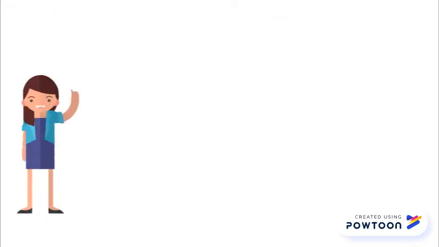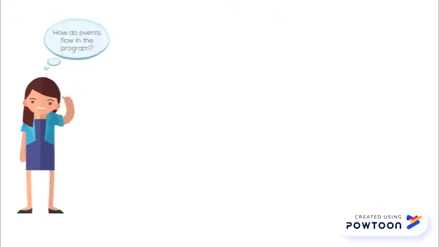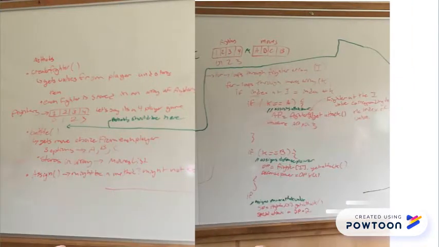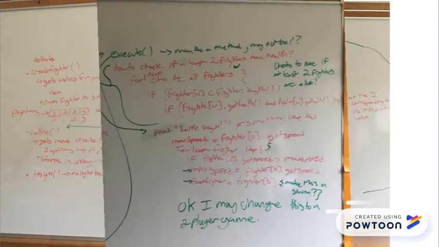When I entered the analysis phase, I asked myself this question: how do events flow in my program? So the first thing I did is I planned out the logic for my various methods. I didn't use proper coding language, but instead I used words to illustrate the flow of logic within the program.